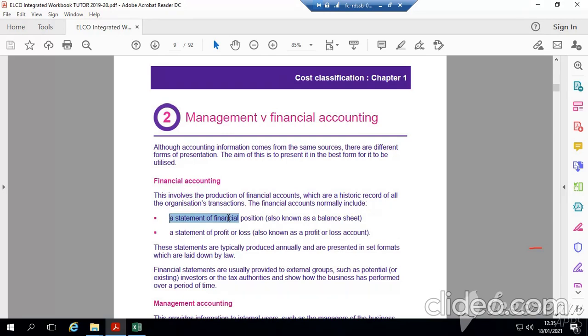Whether it is a small, medium or large organization, you need to publish your statement of financial position. So you already know what the financial position is. The financial position is all about the balance sheet, and the balance sheet is about the assets, liabilities and equity. So you need to provide information on what you own.